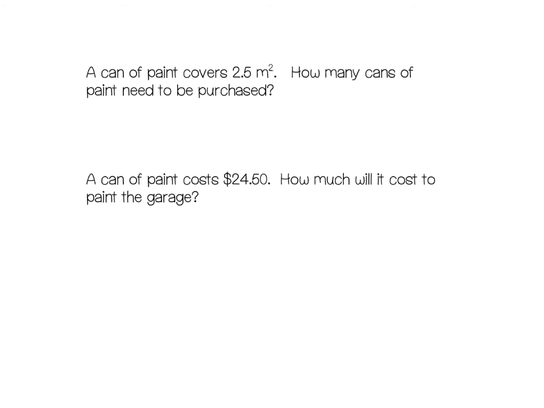Okay, so now I'm going to write that up here, 85 square feet, because this is a continuation. So if a can of paint covers 2.5 square meters, oops, I think that's supposed to be feet. Sorry, that should be feet. We're not going to switch back and forth. Square feet. How many cans of paint need to be purchased? All right, so I need to take 85 and divide that by 2.5.